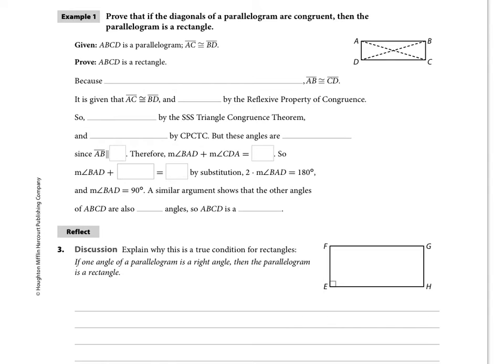We know at the beginning here, the definition of a parallelogram is that the opposite sides are congruent. Then we know AB is congruent to CD. We also know that we're told that AC is congruent to BD.